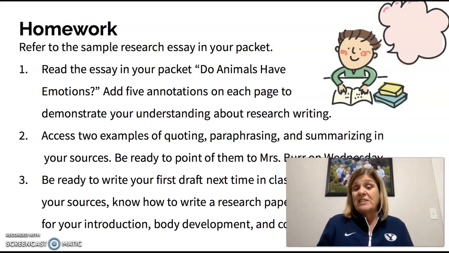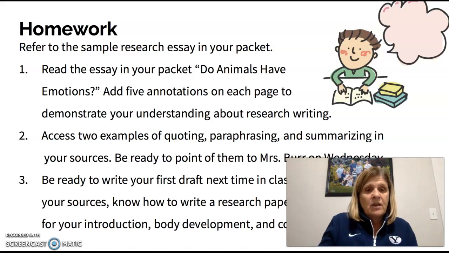So you will eventually staple that together, turn it in for points, and I will count up 5 citations per page. So anyway, that is what we are doing.